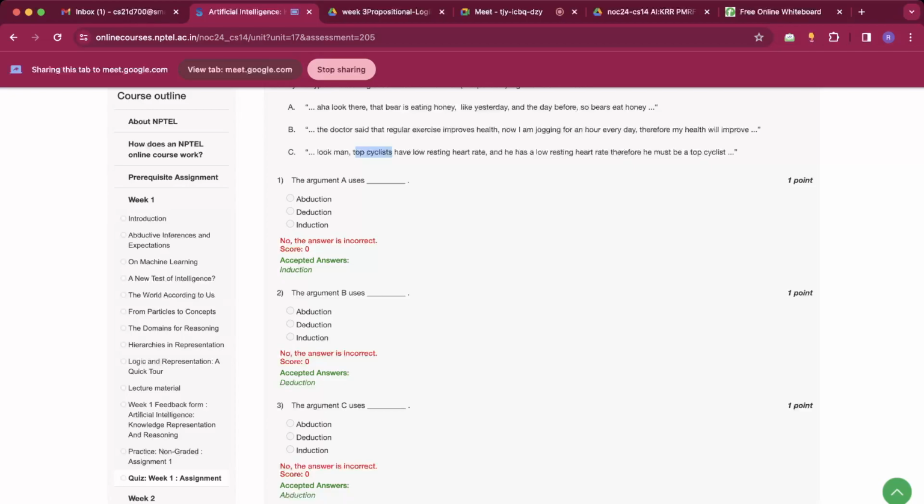So, okay, the answer is given as abduction. So let's think a bit more about it. It seemed like it would be a deduction. Okay, so let's think a bit more about it. Someone is saying that top cyclists have low resting heart rate.